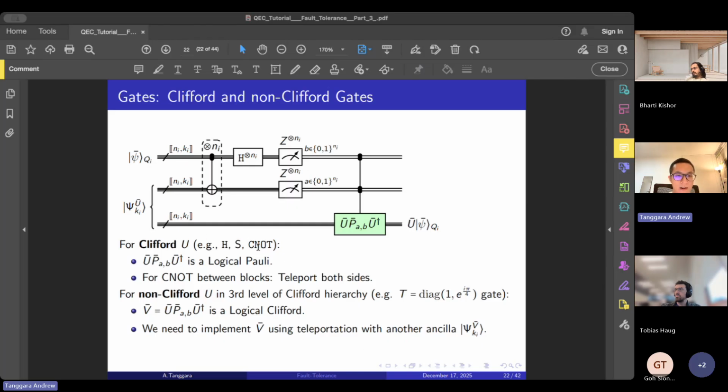If U is a Clifford, then this correction is just a Pauli. But if it's a non-Clifford, so if I want to do a logical T gate, then this T bar P T bar dagger is going to be in the second Clifford hierarchy, so it's a logical Clifford. Then I need to prepare this ancilla for this Clifford correction if I need to do a correction, and we need to take that into account later on.